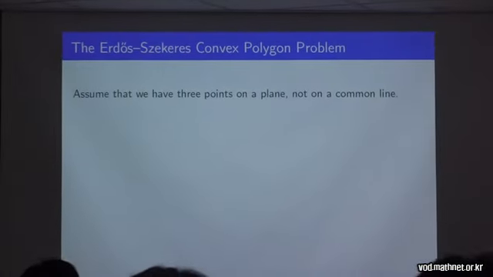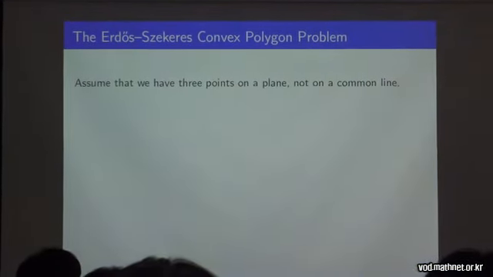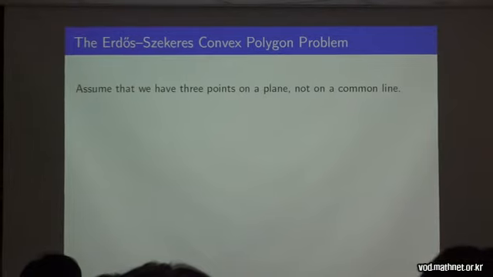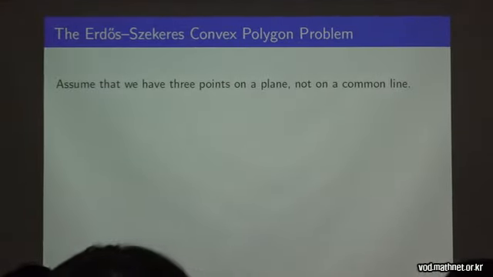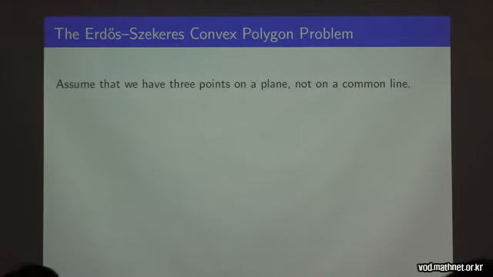Assume that we have 3 points on the plane, not on a common line. 3 points on a common line is kind of a singular thing, right? By this condition, we say that the points are in general position. So let's say that we have 3 points in general position, like this. Then what do we get here? We have a triangle, right? And that's quite obvious.